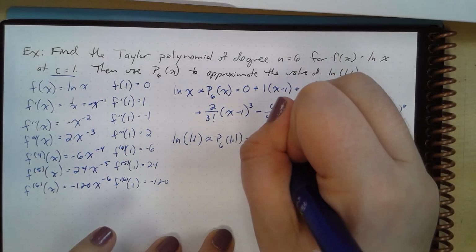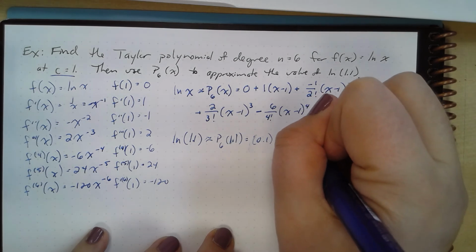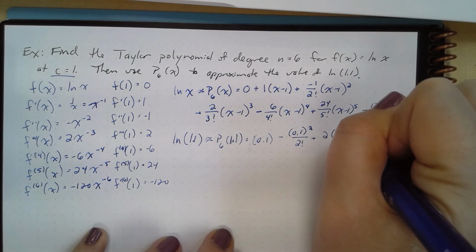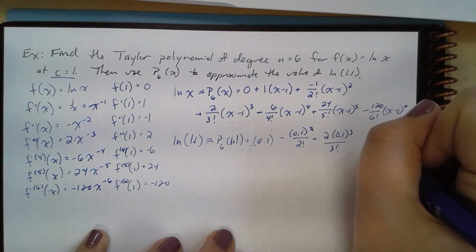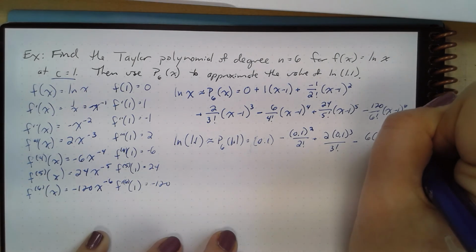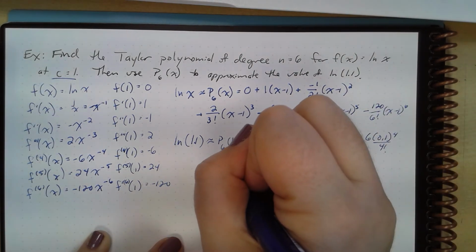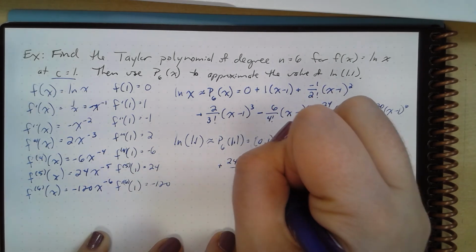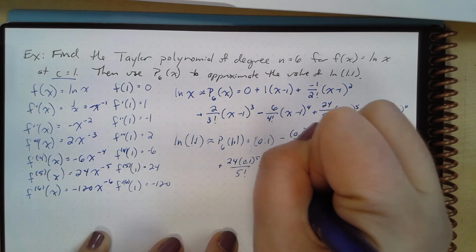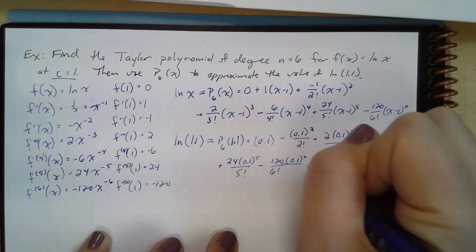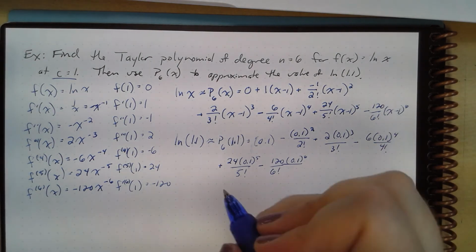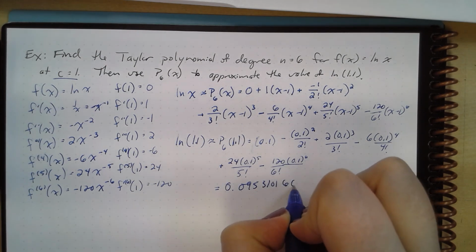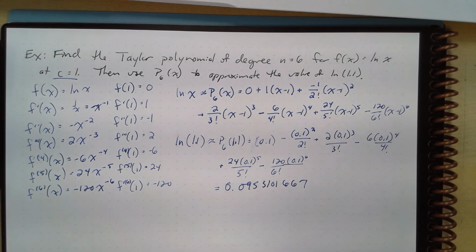So then we're going to have 0.1 minus 0.1 squared over 2 factorial plus 2 times 0.1 cubed over 3 factorial minus 6 times 0.1 to the 4th over 4 factorial plus 24 times 0.1 to the 5th over 5 factorial minus 120 times 0.1 to the 6th over 6 factorial, okay? And if I put all of this in a calculator, I get an answer of 0.09531016667. And let me pause here.